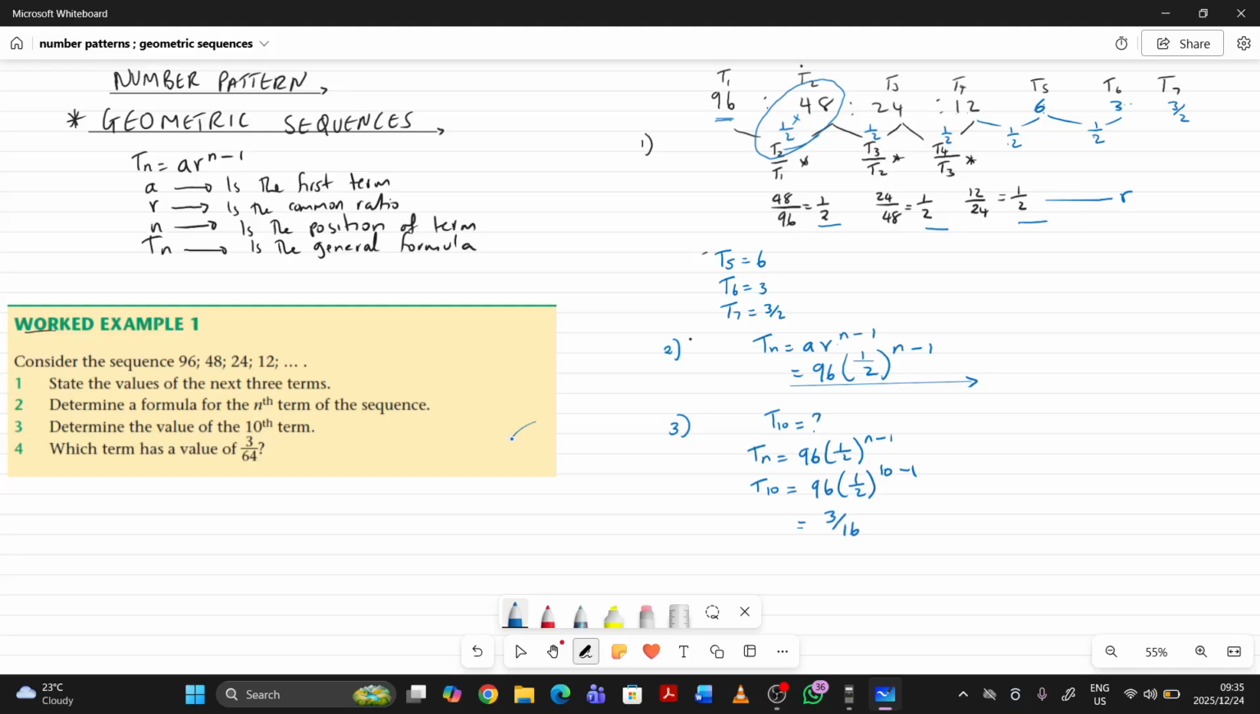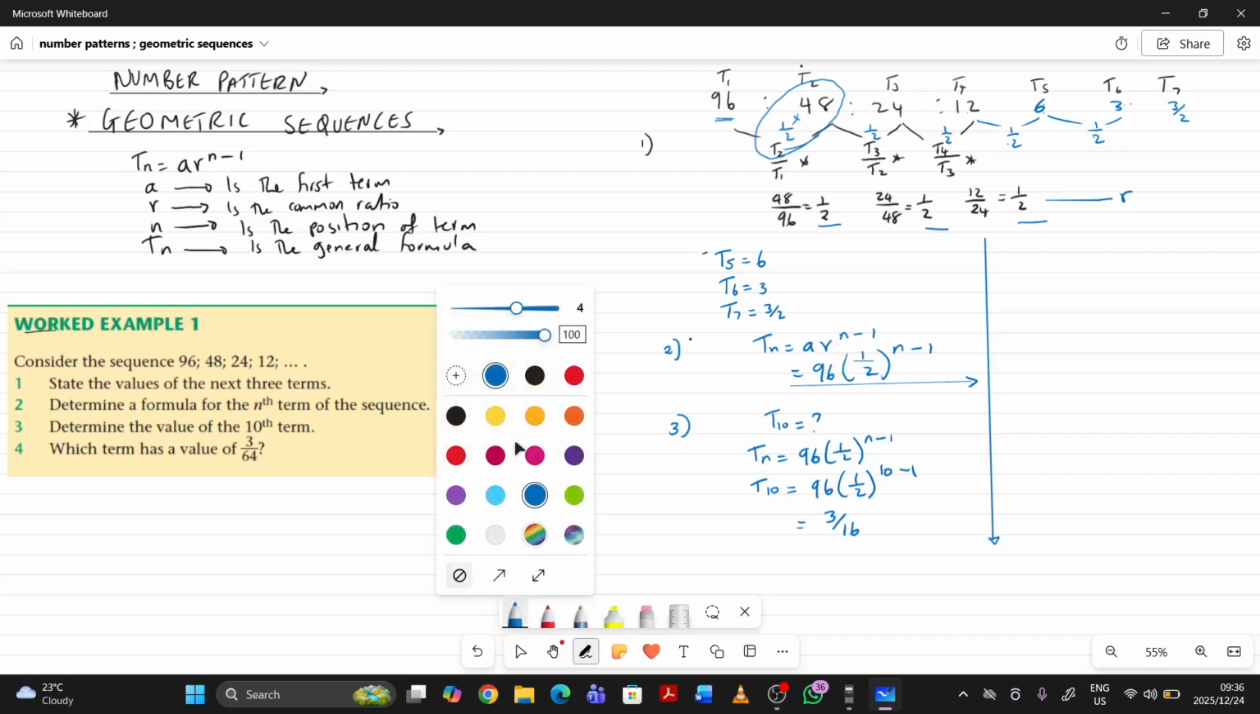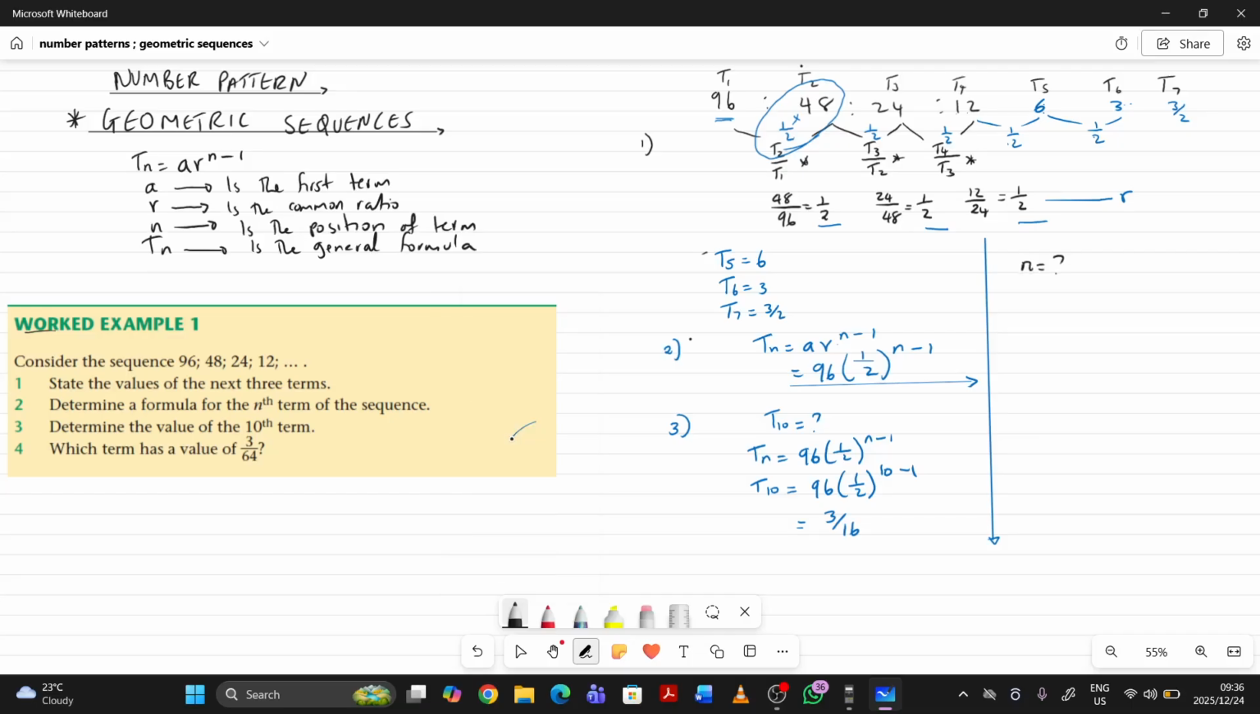So now let's answer our final question, question 4. It says which term has the value of 3 over 64? So now this is n. They are looking for n, right? So they gave us Tn. Tn is 3 over 64. The key words when they're asking for which term, they're normally looking for n, right? So now they gave us Tn, which is 3 over 64.